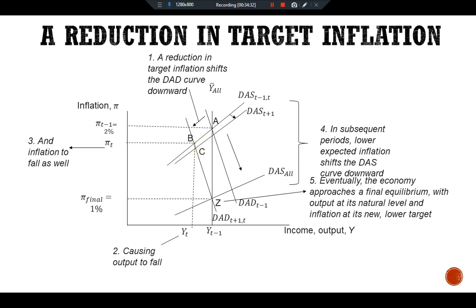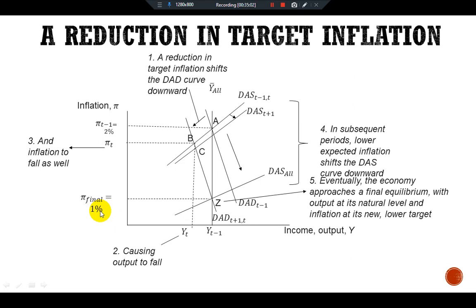Over time, the expected inflation falls and the dynamic aggregate supply curve repeatedly shifts downward. The economy approaches a new equilibrium at point Z. Output here returns to its natural level, Y bar t, for all the periods, and inflation ends at its new low target, that is 1%.